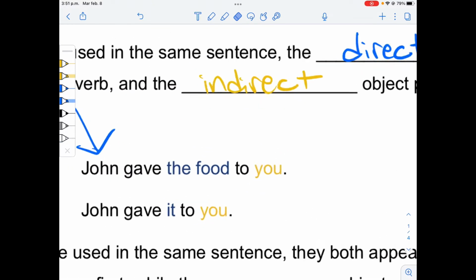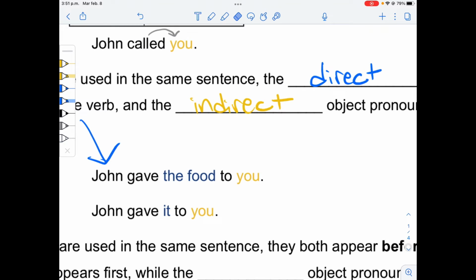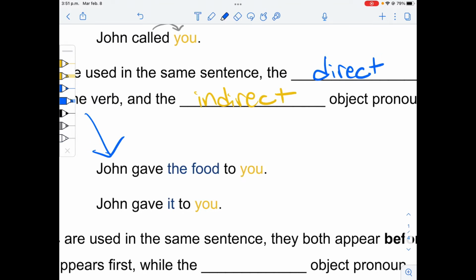But rather, when we use two object pronouns, we use it as our direct object, you as our indirect object, saying John gave it to you, John gave the food to you.